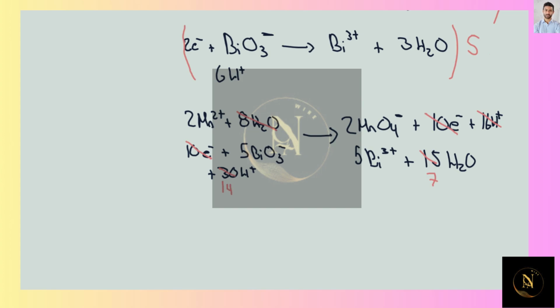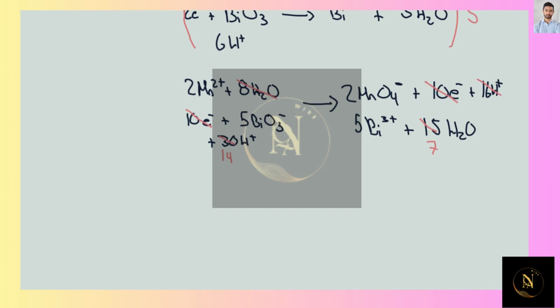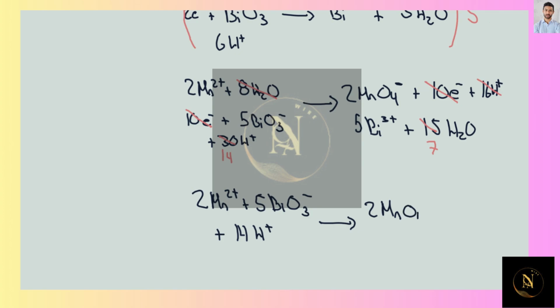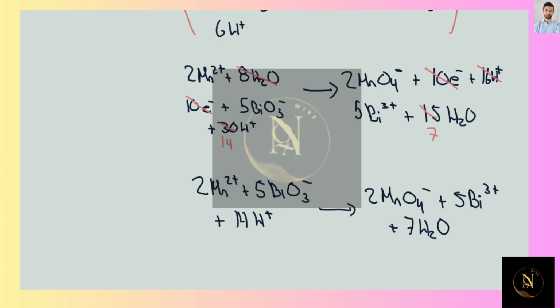So the overall balanced reaction that we're going to get is 2 manganese 2 plus, 5 bismuth oxide, plus 14 protons. It's going to generate 2 manganese oxide plus 5 of bismuth 3 plus, 7 molecules of water. And as you can verify, everything is properly balanced.